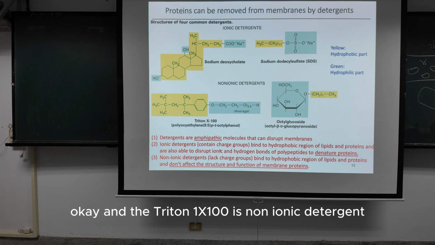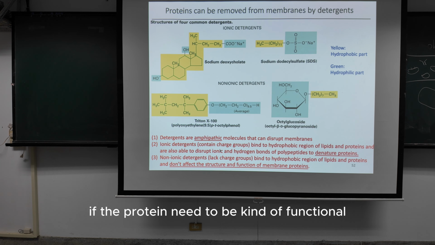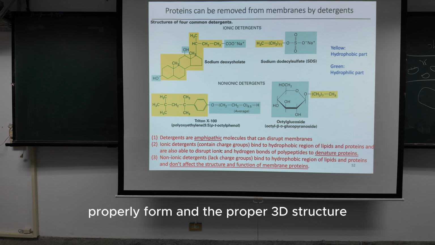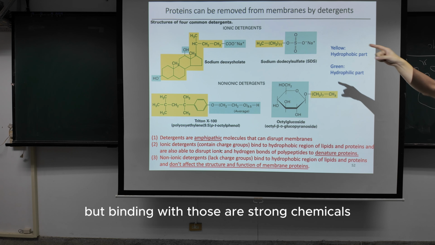What's the difference between having a charge or not? All of them can help you extract the membrane protein, but the ones with charge, once they extract the membrane protein, will also bind to the protein based on their charge. If the protein needs to be functional, it needs to form a proper 3D structure. But binding with those strong chemicals makes them become just one amino acid chain, which we call denatured. They're still there, but they don't have activity because they are completely unfolded.